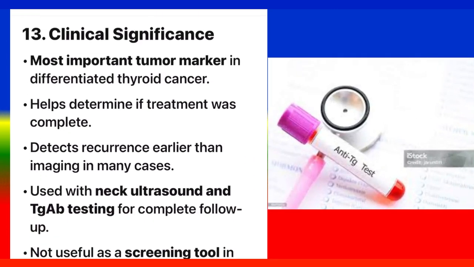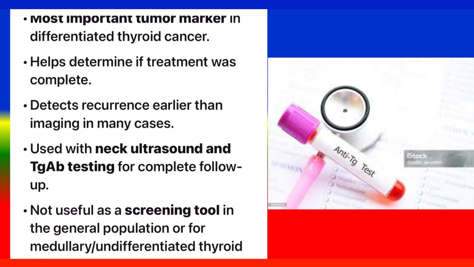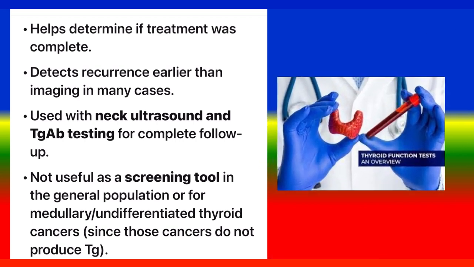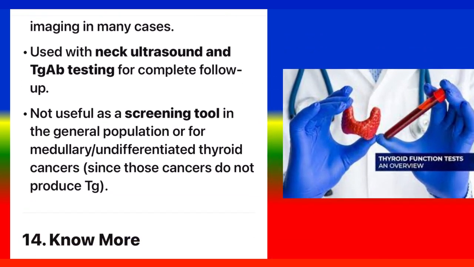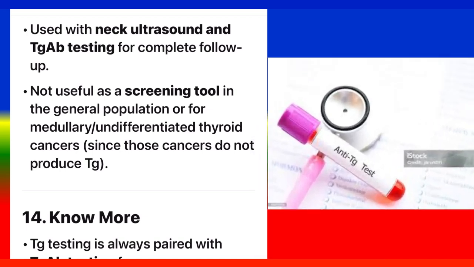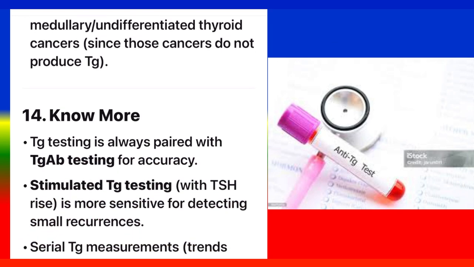Number 13. Clinical significance. Most important tumor marker in differentiated thyroid cancer. Helps determine if treatment was complete. Detects recurrence earlier than imaging in many cases. Used with neck ultrasound and TGAB testing for complete follow-up. Not useful as a screening tool in the general population or for medullary or undifferentiated thyroid cancers, since those cancers do not produce TG.